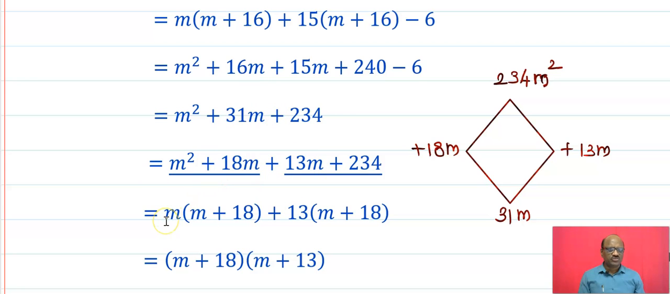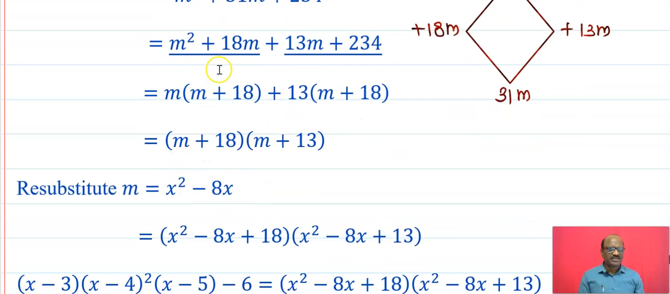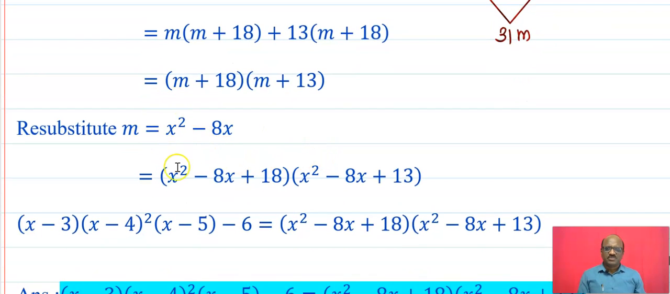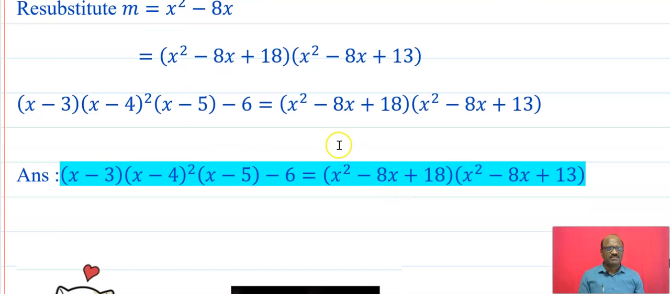Take the common from these two, then in the bracket you will get m plus 18 after taking m. 13 is common, in the bracket m plus 18. Take the common m plus 18, then in the bracket you will get m plus 13. Now again resubstitute the value of m. That is x² minus 8x plus 18 and x² minus 8x plus 13. In this case we cannot factorize these further. Keep x² minus 8x plus 18 and x² minus 8x plus 13 as they are.